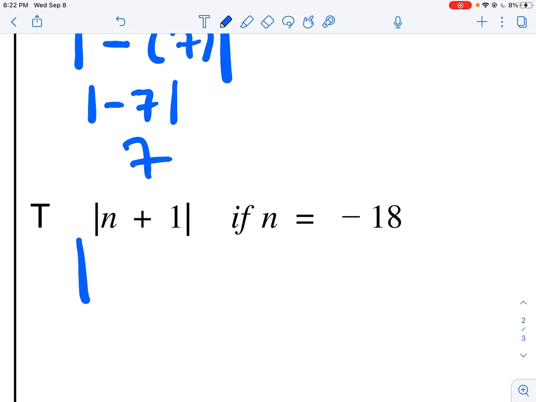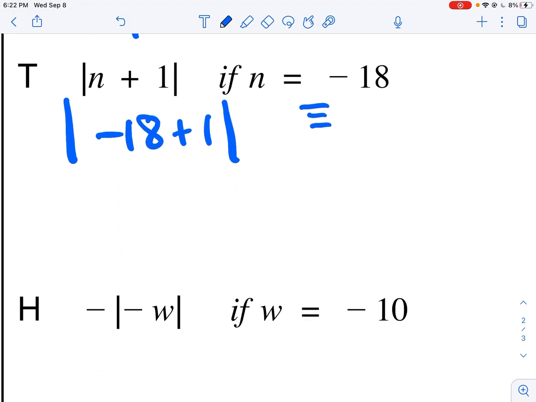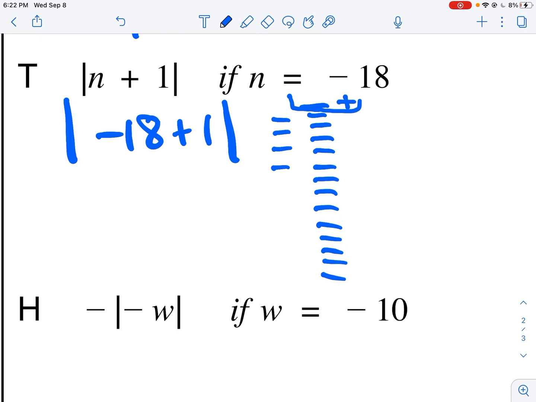So then on this one, I plug in negative 18 plus 1 inside the absolute value marks. So when I do that, I have 1, 2, 3, 4, 5, 6, 7, 8, 9, 10, 11, 12, 13, 14, 15, 16, 17, 18. And I have 1 positive. So those cancel out. So I'm left with 17 negatives. What is the distance from 0 to negative 17? 17 units.